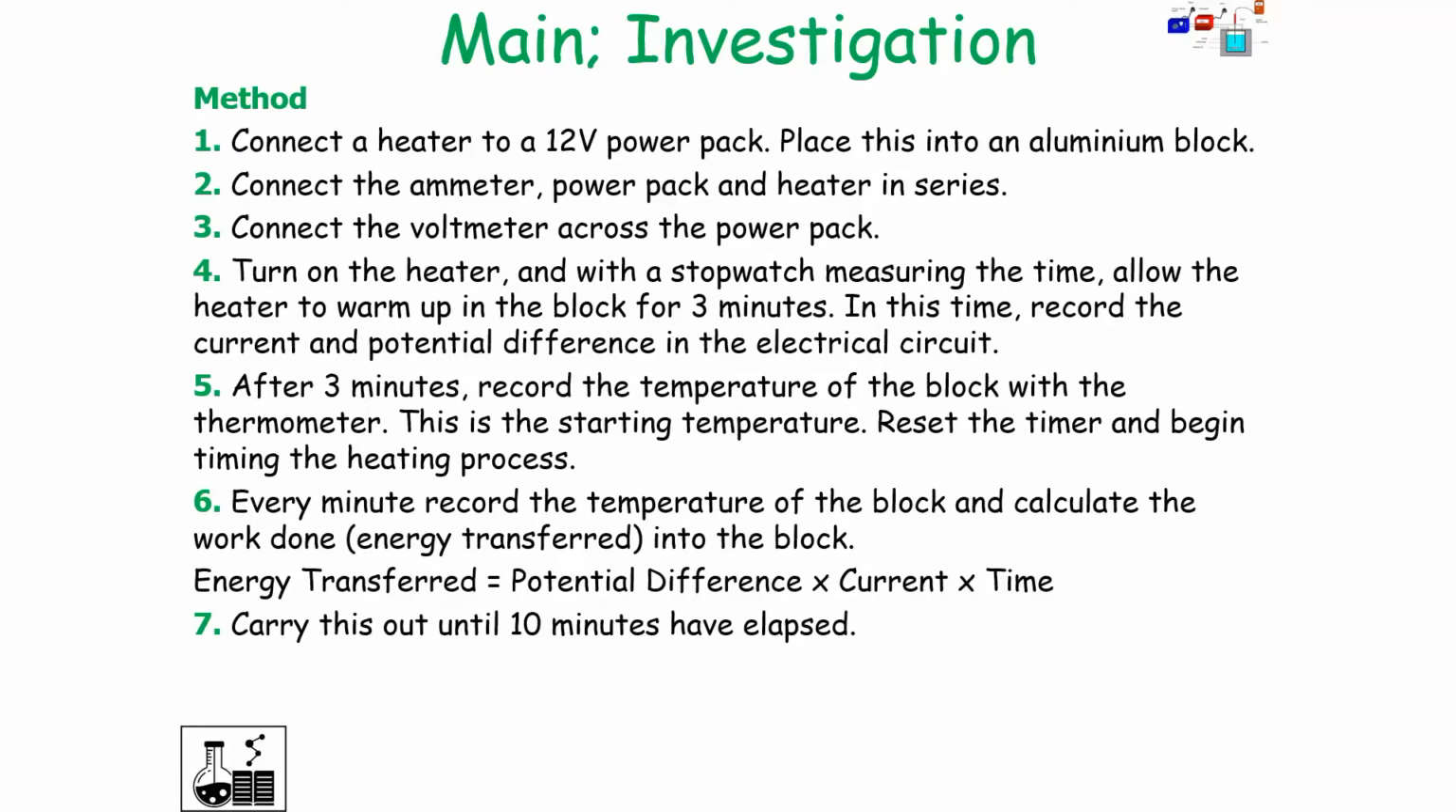Then after 3 minutes record the temperature of the block with a thermometer. This will be the starting temperature. Reset the timer and begin the heating process. Then every minute record the temperature of the block and calculate the work done or energy transferred into the block by using the equation energy transferred equals potential difference times current times time, and you carry this out until 10 minutes will have elapsed.